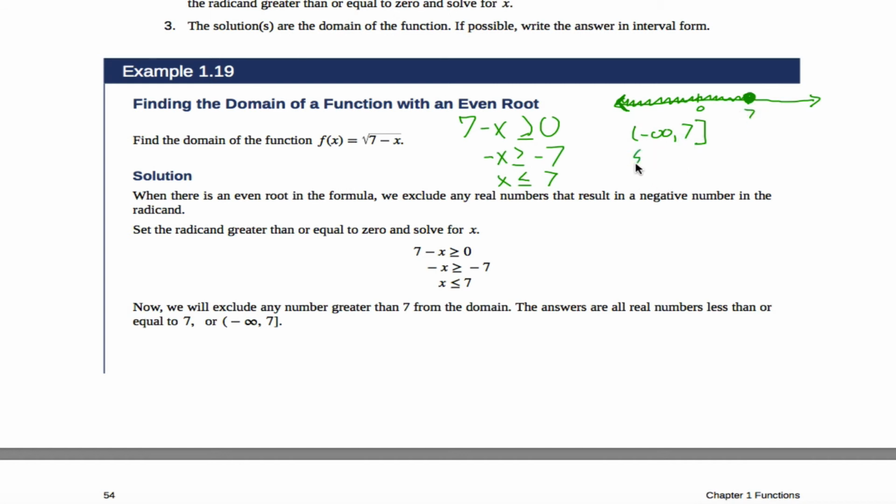If you really wanted it in set builder notation, you could say it's the set of all x such that x is less than or equal to 7, which is exactly what I have written over here in more of an inequality notation, I suppose. Either of these would work as an answer.